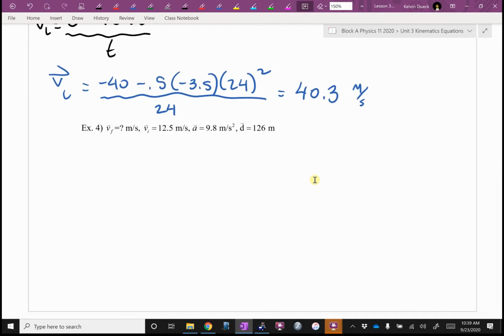Example 4. George, what am I being asked to find? I'm looking for an equation that has a VF, I guess a VI, an A, and a D. There is one. Look at your green sheet, which you have in front of you. Stop looking at that white sheet. I don't know. I'm waiting. Yep.